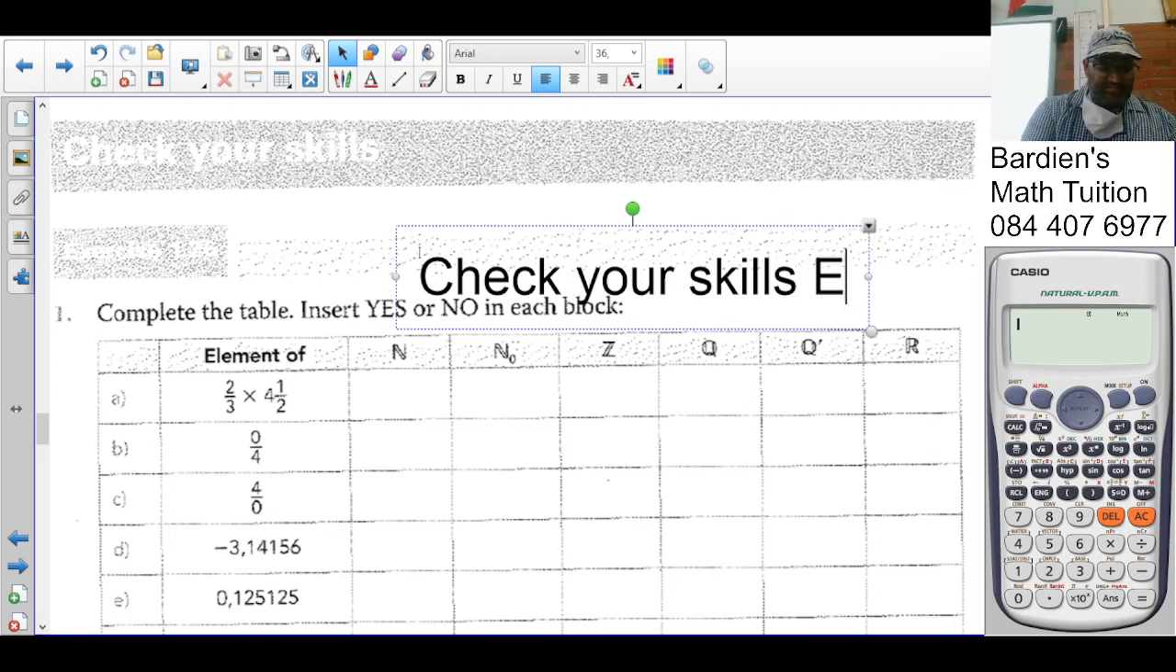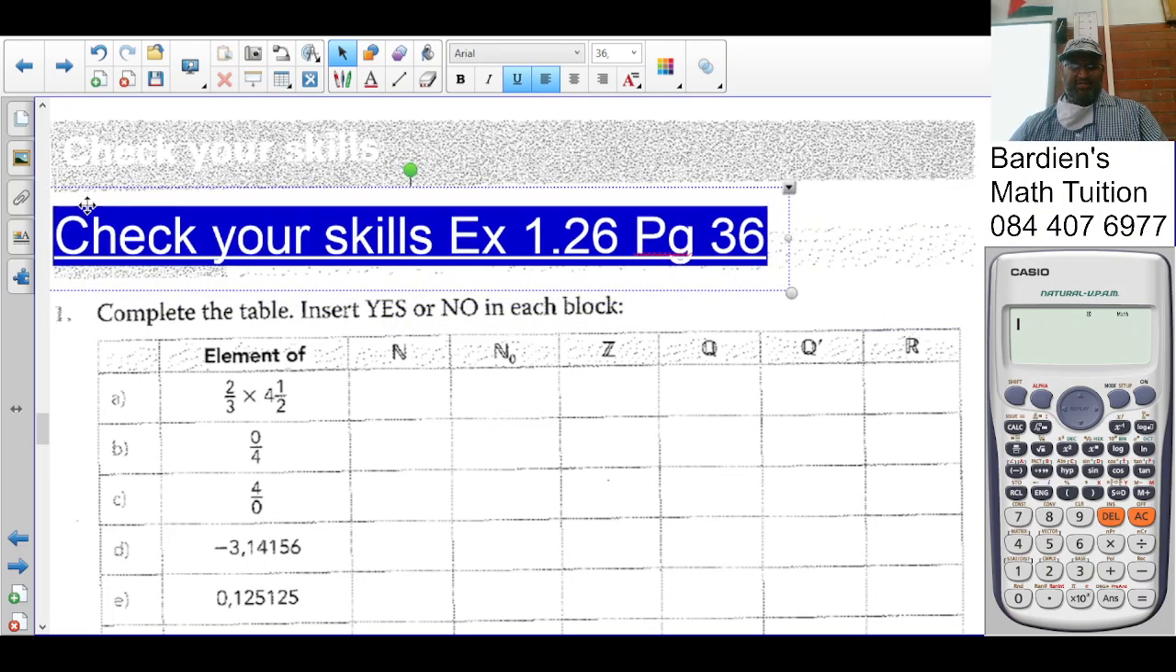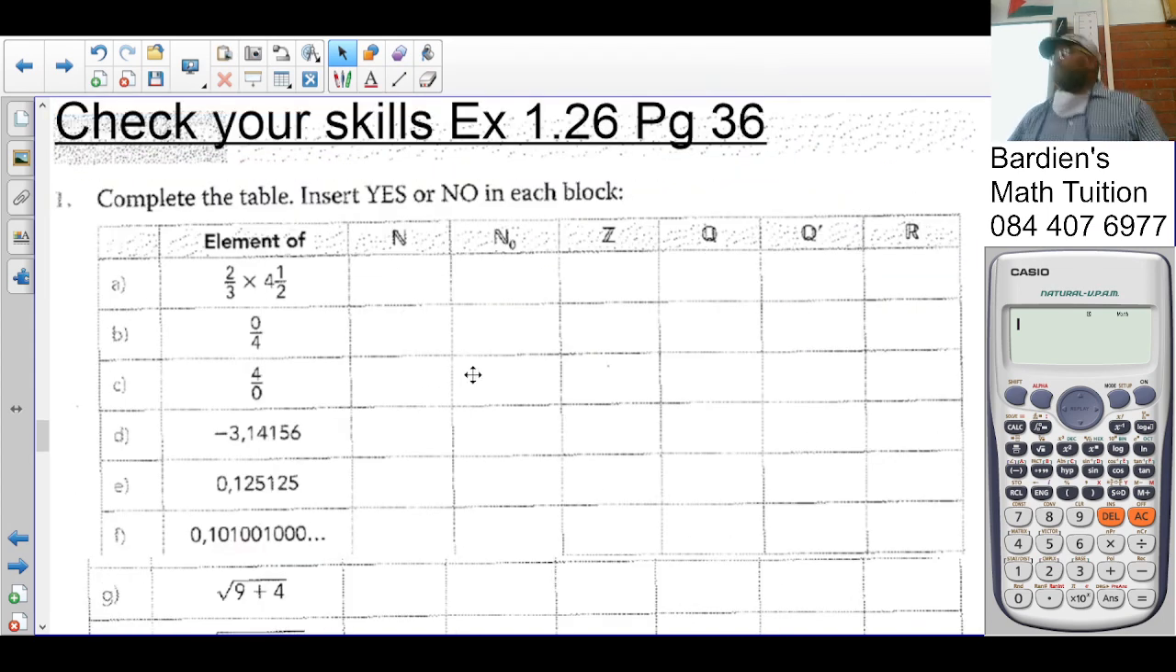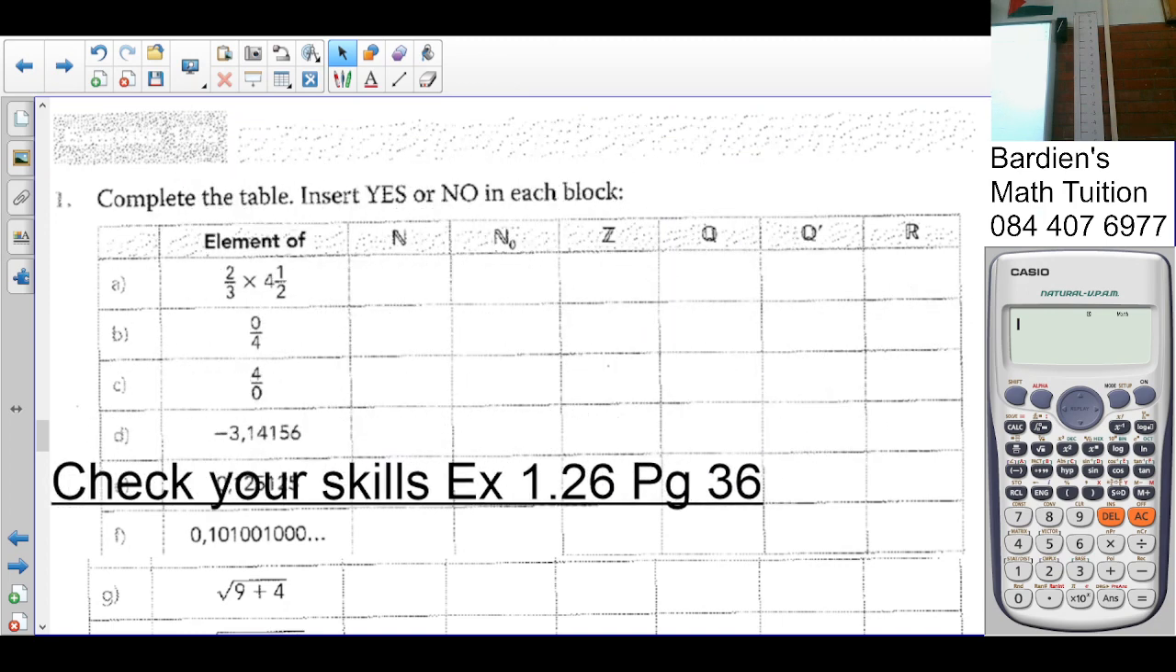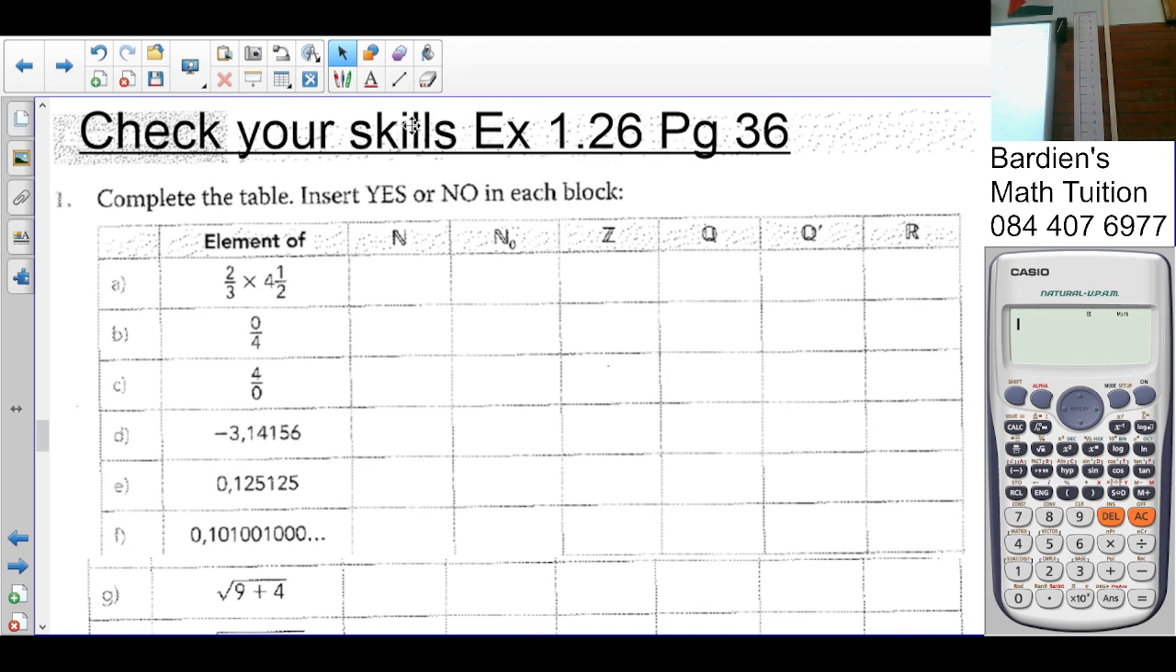This is exercise 1.26, page 36. Okay. You see, we always just put the first page it's on. Then after, to get 37 is much easier. Not so? Right, so let's do this quickly. Again, when you go through these videos, just look on the screen where you see this. That basically tells you exactly which page we are on. Okay. I always try and keep that in focus.